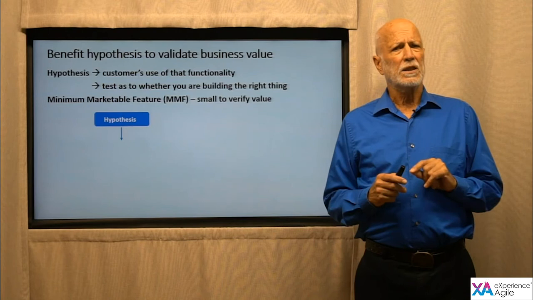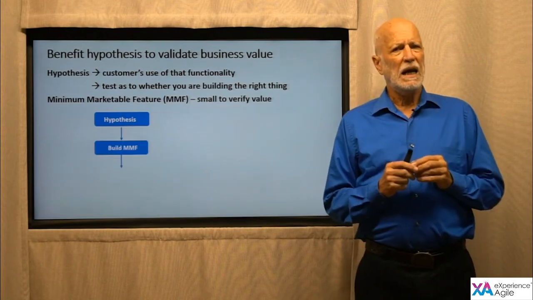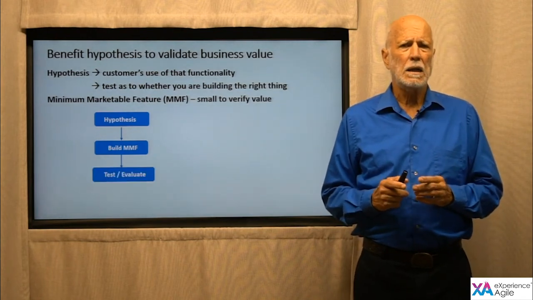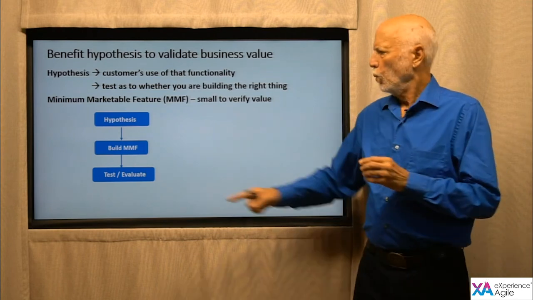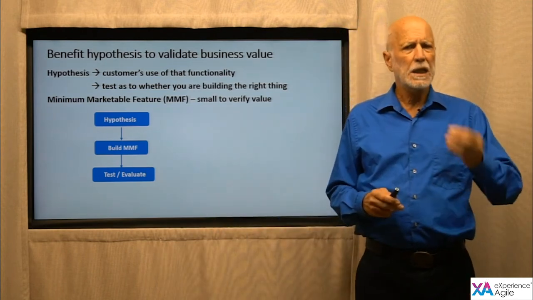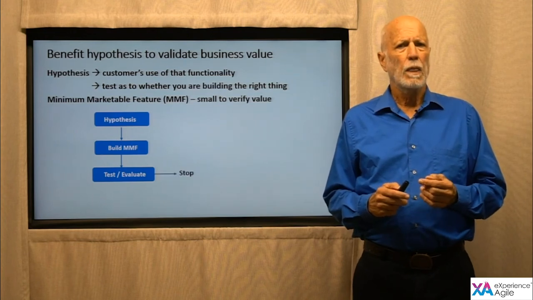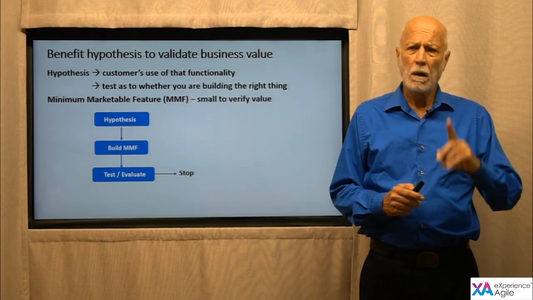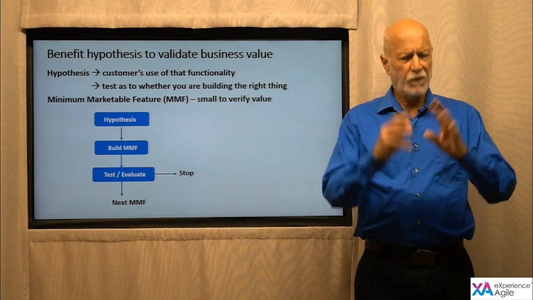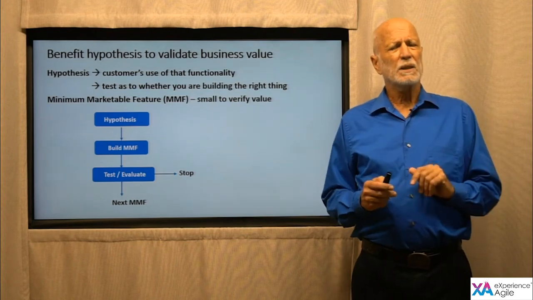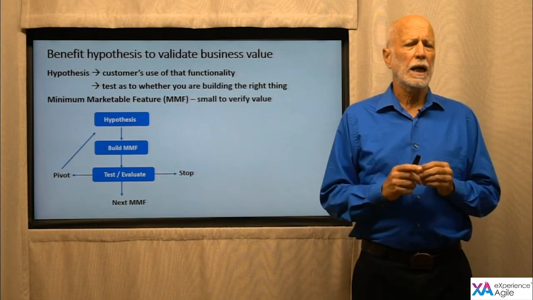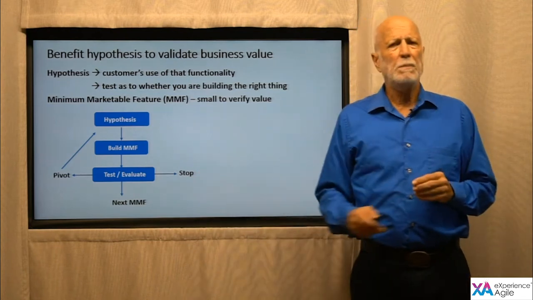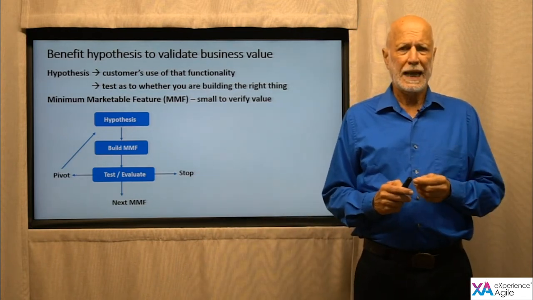So we create a hypothesis. We build an MMF that is going to verify or validate that hypothesis. And now, when it's in production, we'll be testing it and evaluating and seeing whether people are actually utilizing it or not. Maybe they aren't. Let's stop any further work on the MMF. Maybe they are, and we're done with the MMF. Let's go to the next one. Or perhaps you go, well, that didn't quite work out. Perhaps we ought to pivot. Change our hypotheses, maybe. Change maybe our MMF. And try again.